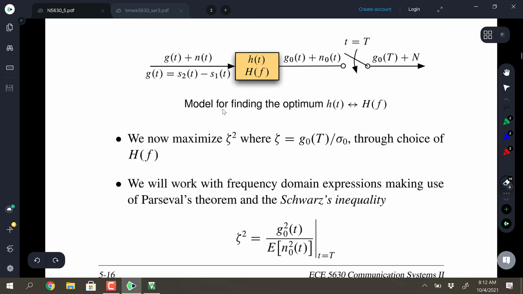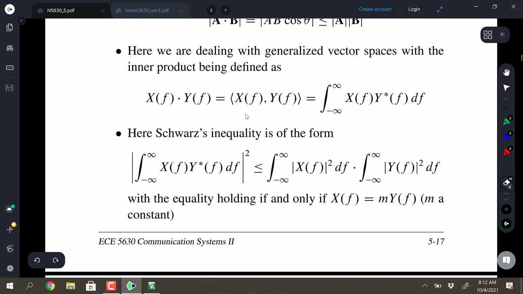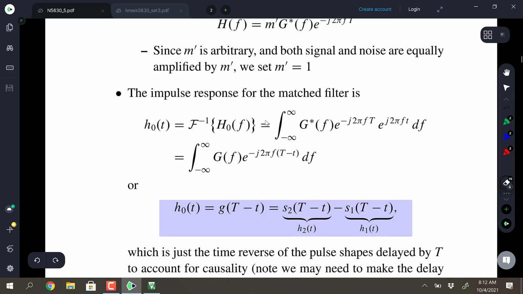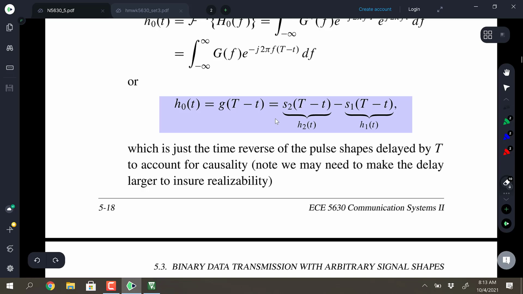I'm not going to go through the Schwartz inequality math unless you have questions on it, but I'm just going to wheel our way down, and we came up with this result that says the optimum filter, and that's what the 0 is for, is the time-reversed impulse response, shifted for causality reasons, of the difference between S2 and S1. Again, the signs could be flipped around; it's just the way it was defined here. So the important thing is that it's the time-reversed impulse response of the pulse shapes that comes into play here.